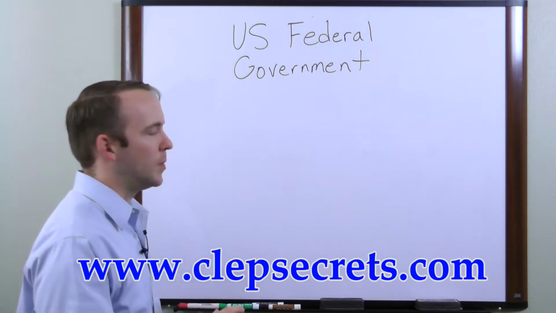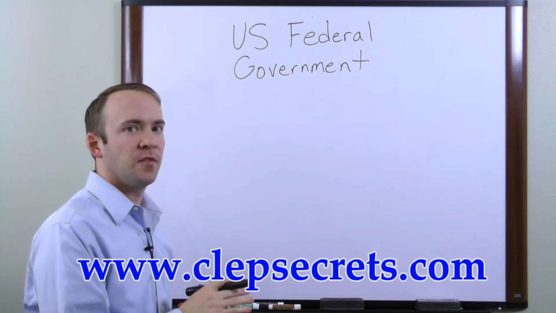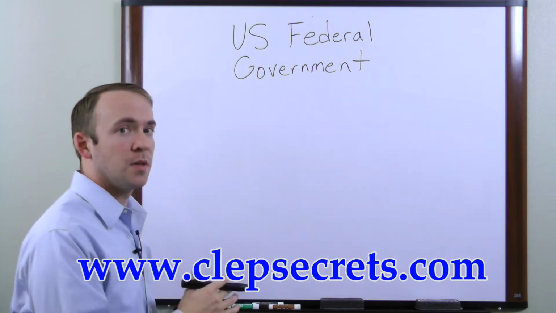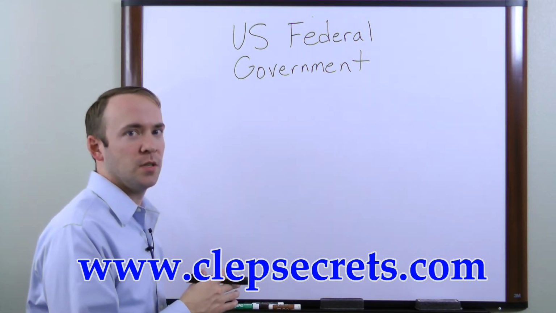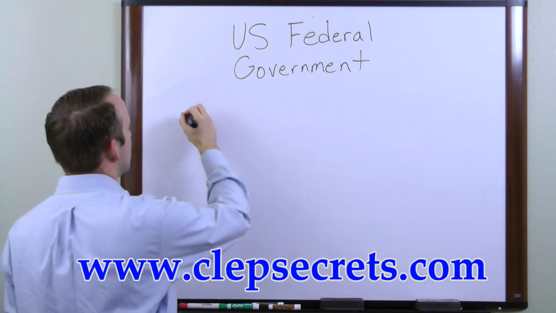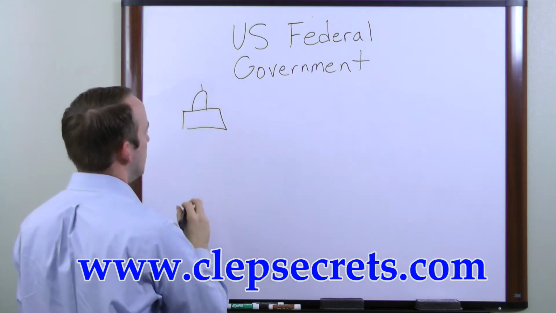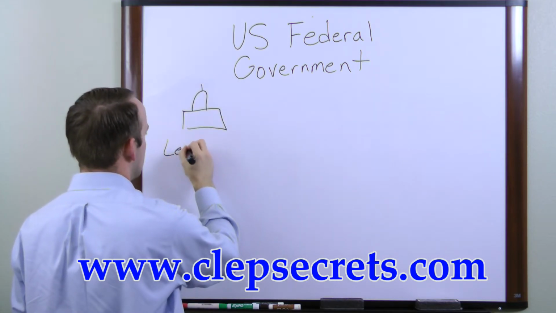The U.S. federal government affects all of our lives. It is made up of three different branches. The branches were established by the U.S. Constitution, which was adopted in 1787. The first branch serves in the Capitol building, the U.S. Capitol building, and it's the legislative branch.